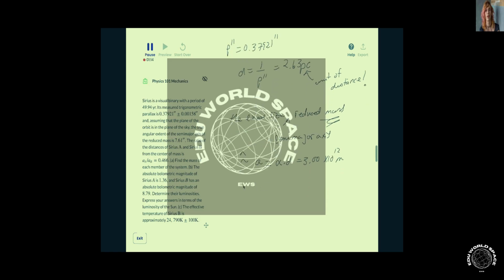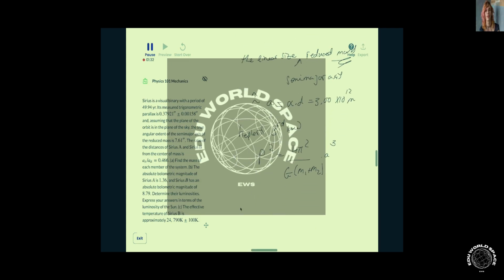Now what we have to do is use Kepler's third law, which says that P squared equals 4 pi squared over G times (m1 plus m2) times a cubed, and we get that mA plus mB equals 4 pi squared over G times P squared times a cubed. And this is just about equal to 3.24 times the mass of the Sun.